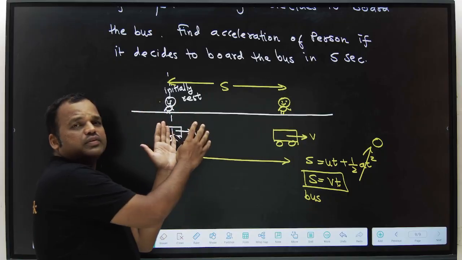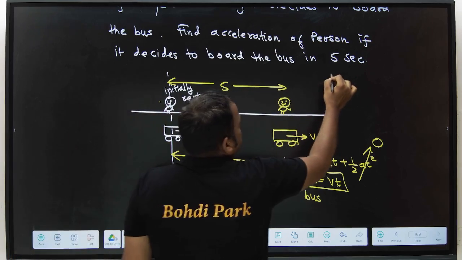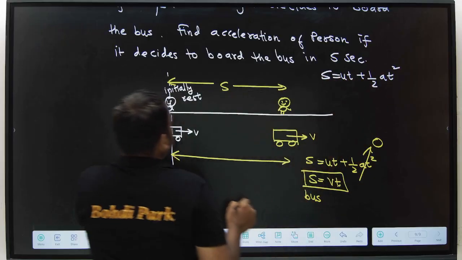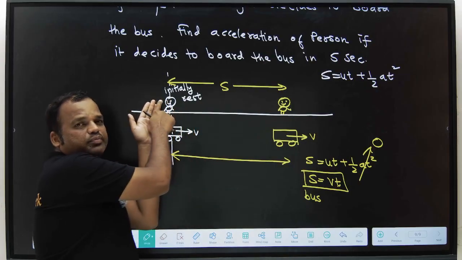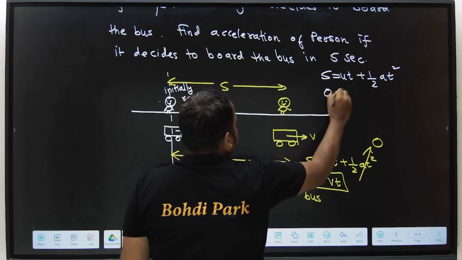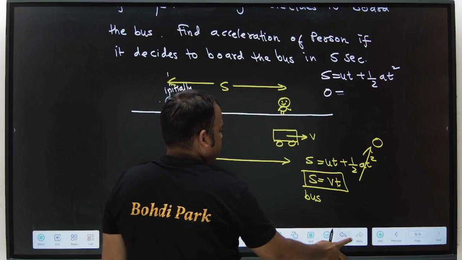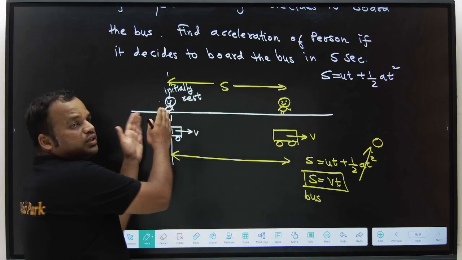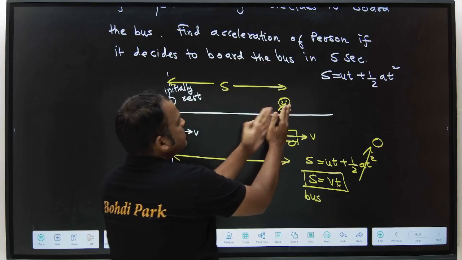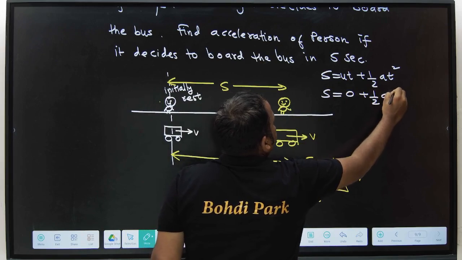Now a similar equation for the passenger. So for the passenger, we will write s is equal to ut plus half at square. For the passenger, the initial velocity is 0 because it is at rest, and the displacement is s. So we'll say s is equal to 0 plus half a t square.